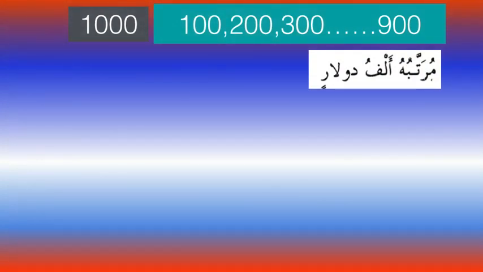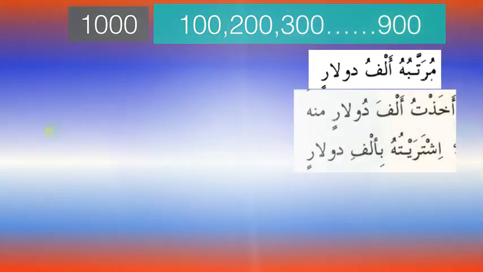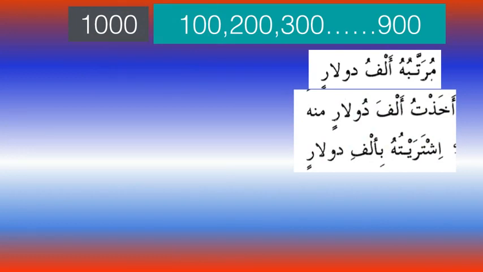So some examples of 100, 200 and 1000 we know here, they decline normally. For example, murattabuhu, murattab means salary, so his salary is alfu dolarin, is $1000. So akhadhtu, I took what? Alfa is your maf'ulun bihi, and now it is a number and it will have its own rule. It will have a dolarin, a single indefinite majroor noun coming as a ma'dud. So I took 1000 riyals minhu, from him.